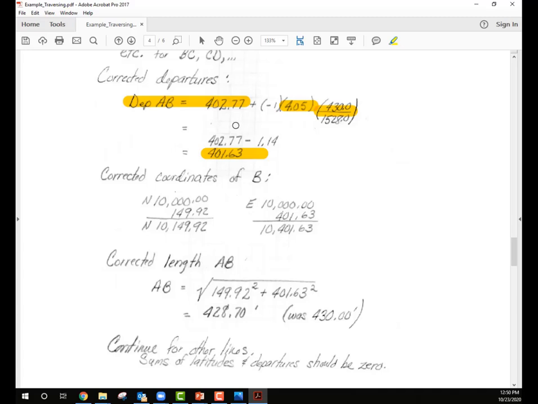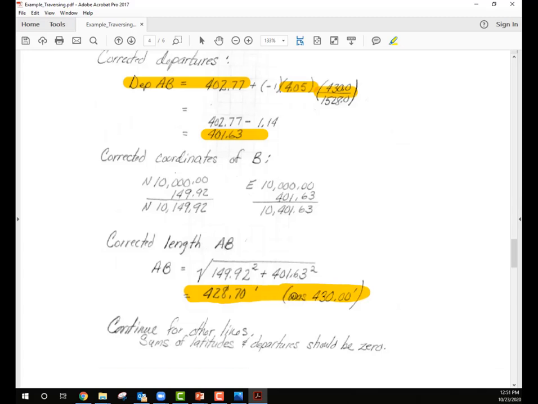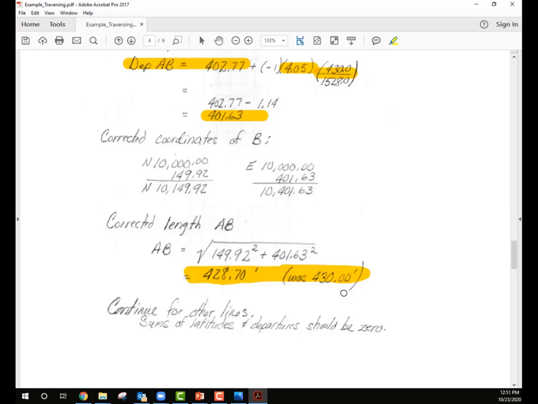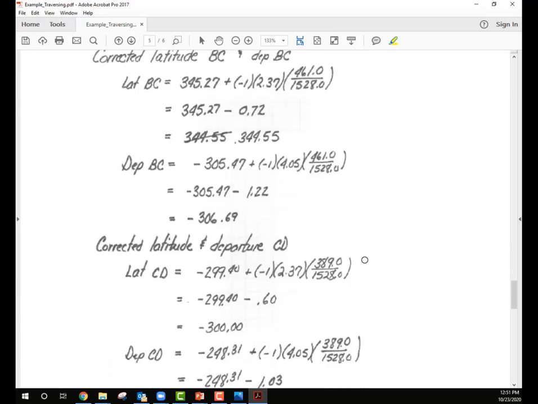So we go through all of those and adjust the coordinates of every point around the traverse, and recalculate the length of each of those lines. I thought that the direct measurement was 430 feet, but after I correct or close this traverse, I get 428.7 feet as the length of the line from A to B. Continue doing that with each of the other lines, and what you effectively do is close the traverse by bringing the end point into coincidence with the starting point.